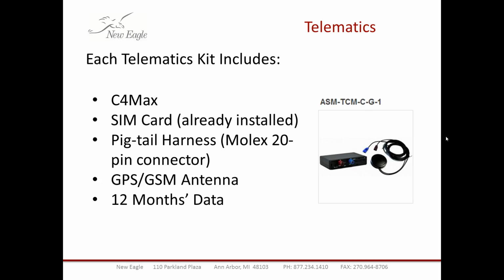It comes with a pigtail harness, which has a Molex 20 pin connector. We can make that a SmartCraft harness, a J1939 harness, or an OBD2 harness if you have those connectors and you just want to plug it in on a temporary basis or on a trial on an existing harness before you have it fully integrated into the harness itself. You also get the GSM and the GPS dual antenna you can see there on the right, and each kit comes with 12 months.